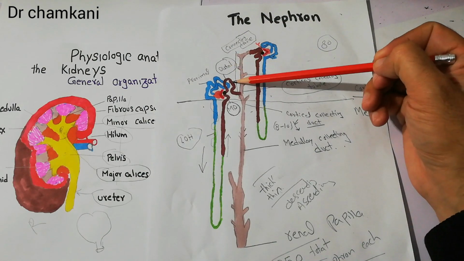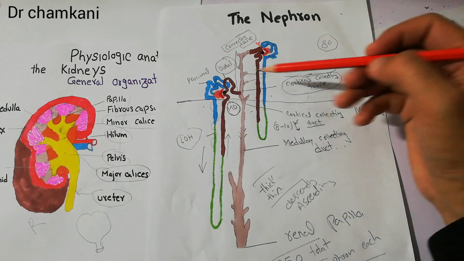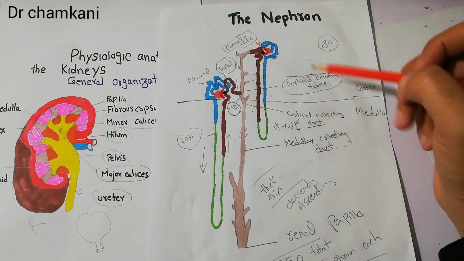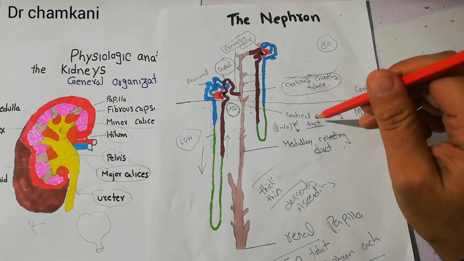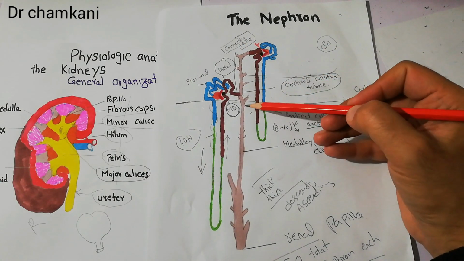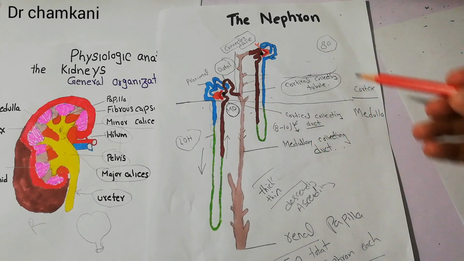The distal convoluted tubule is also present in the cortex, and it is a cortical structure. It becomes the connecting tubule, then the cortical collecting tubule, and finally the cortical collecting duct. Here it becomes the cortical collecting duct.